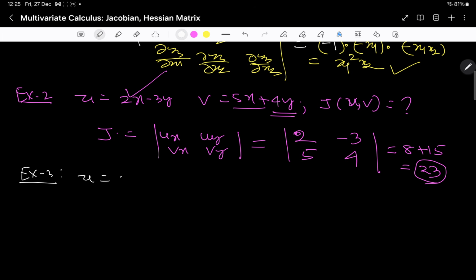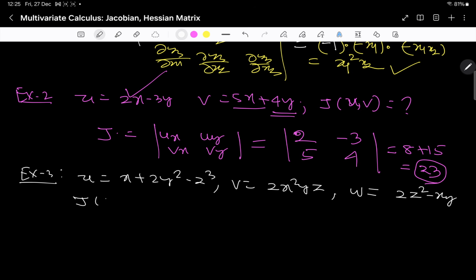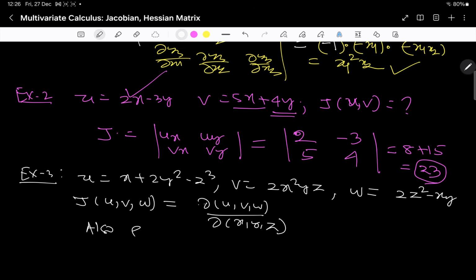Suppose you are given u is x plus 2y square minus z cube, v is 2x square yz, and w is 2z square minus xy, and you are asked to find the Jacobian of u, v, w. What does it mean? It means del of uvw by del of xyz, right? If it is asked also to find del xyz by del uvw, so what will be this?